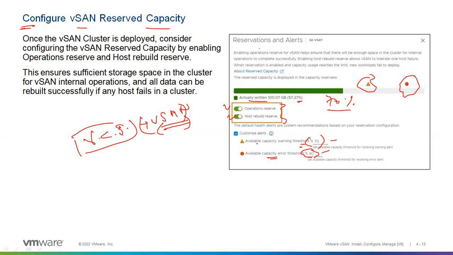This is a special section actually. We'll go one tab at a time. There is a section of capacity reservation within the vSAN option in Configuration. From there you can configure these parameters.